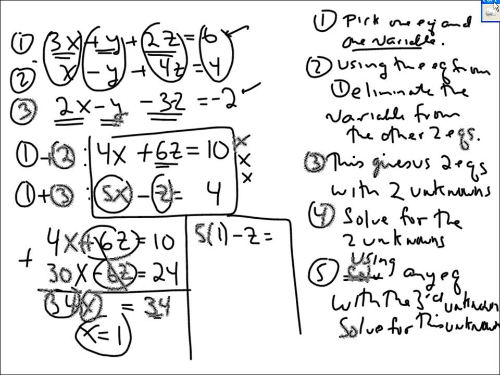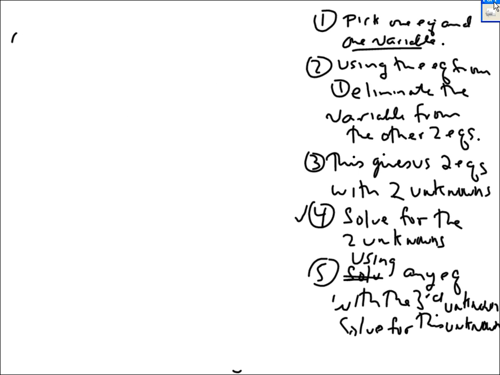Well, 3 plus 2 is 5. y should be 1. 5 plus 1 is 6. So this tells me that y is 1. And I have my answer. x is 1, y is 1, and z is 1. You can plug it back in to make sure this is correct. Sure it is.